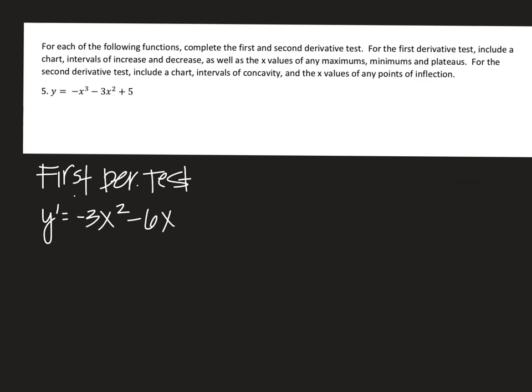Now from there, I need to set it equal to 0 and solve. So I've got negative 3x squared minus 6x equals 0. Hopefully you're recognizing, and this is one of the things that a lot of people won't think about right away, you can factor this to solve. So I'll take out a negative 3x, and when I do that, I'll be left with 1x and then a plus 2, because I divided both of those negatives by negatives.